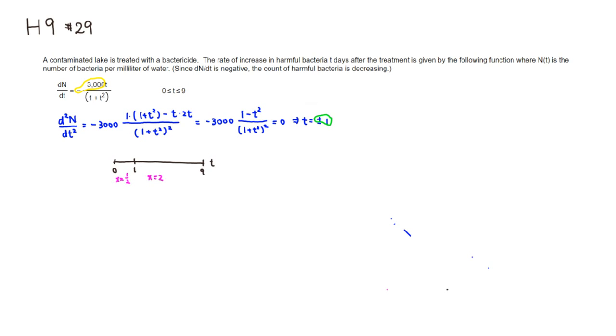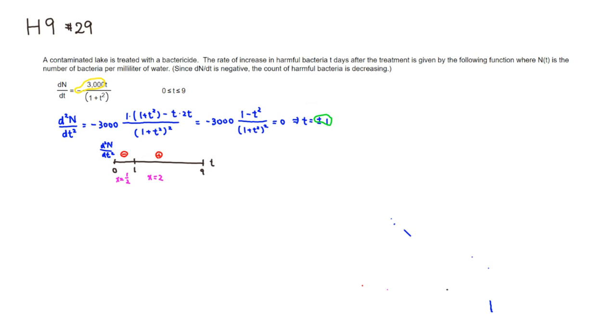Then let's look at the sign of the second derivative of n with respect to t. If you plug in 1/2, it's 1 minus 1/2 squared, so that's positive, but it's going to be negative because of the negative sign. So it's negative here. And if you plug in 2, 1 minus 2 squared would be negative, but there's a negative sign, so that's going to be positive.